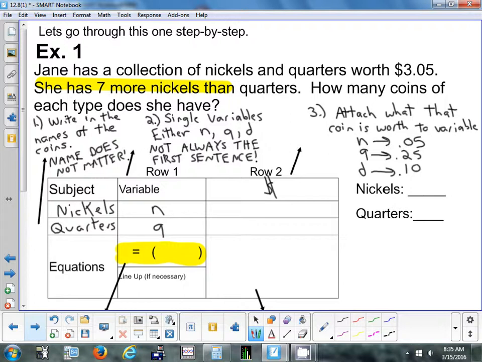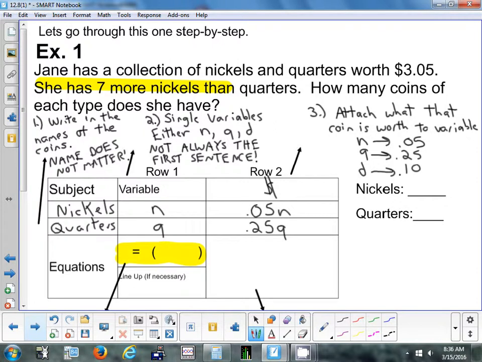I want to attach what that coin is worth to the variable. What's a nickel worth? 0.05 N, perfect. Applying what it's worth to the variable. Chloe, do you think you can figure out what to put here for quarters? I want to apply what the quarter's worth in decimal form with the variable that's already there. Perfect. Nice job, Chloe. 0.25 Q. So that's all set.